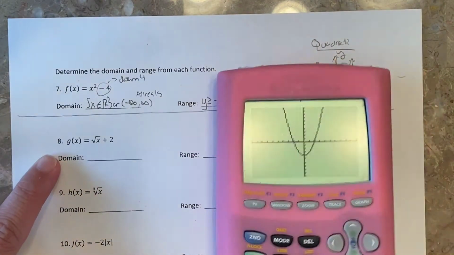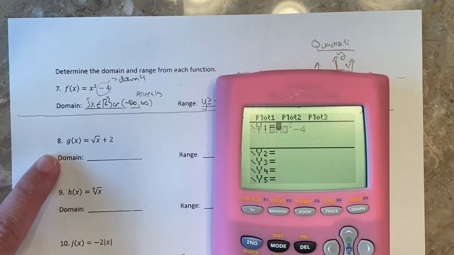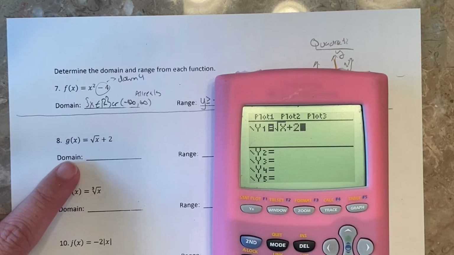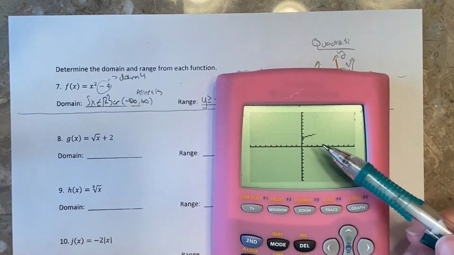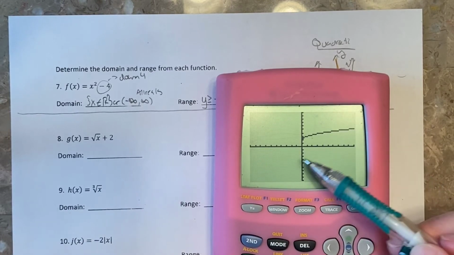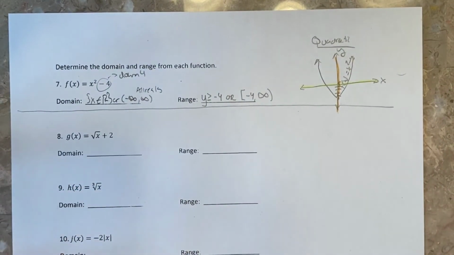All right, next one, number 8. So this is our square root. So that's the square root of x, and then a +2 on the outside. So when you graph it, this is the one like the parabola, like only half of it, like on its side. That's what this one looks like.